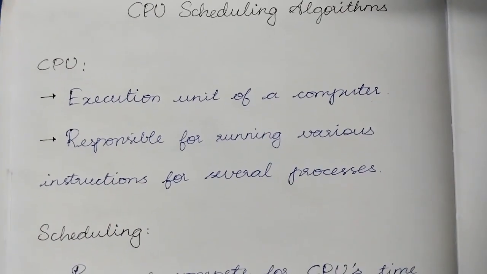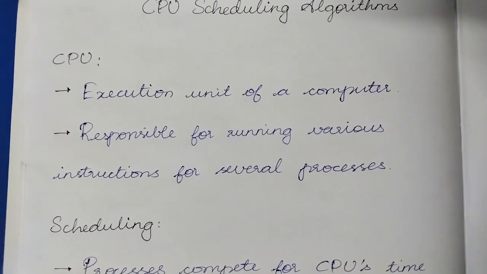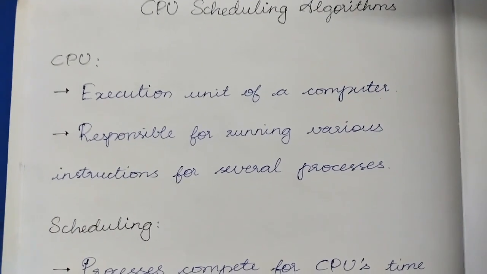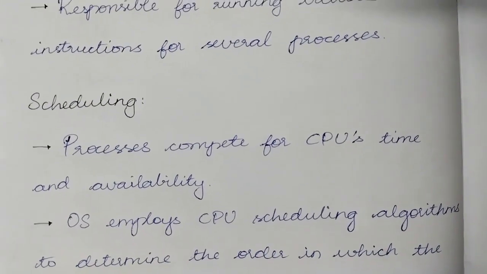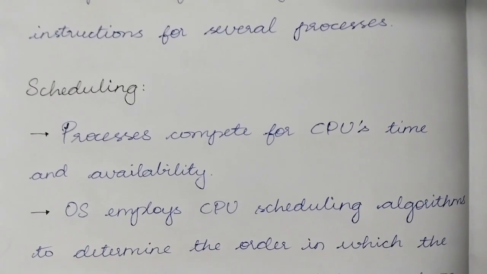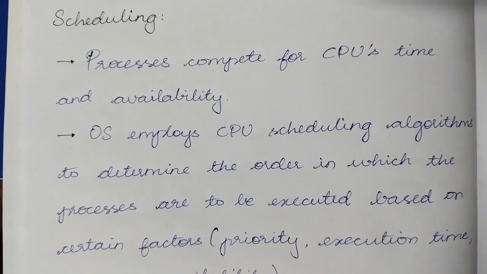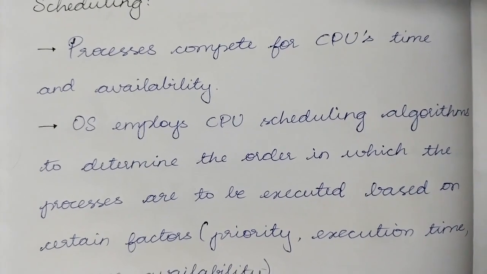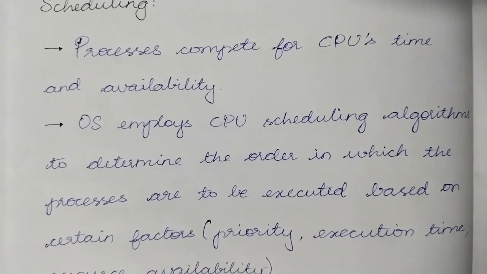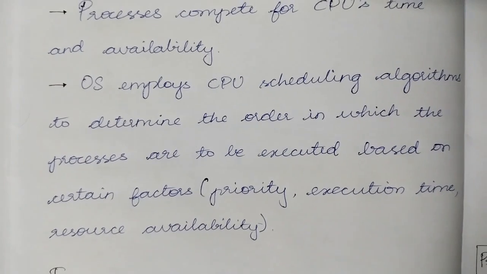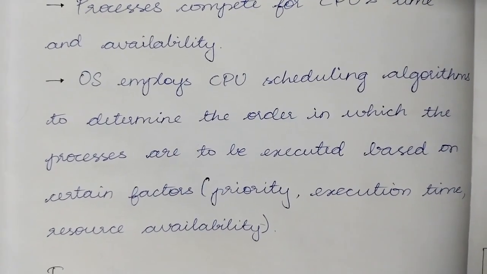As we all know, CPU is the execution unit of a computer. It is responsible for running various instructions for several processes. When there are several processes, there is bound to be some competition among the processes for CPU's time and availability. So to manage these competitions, the OS employs some algorithms to schedule the time in which the processes will be executed based on some factors such as priority, execution time, resource availability, etc.